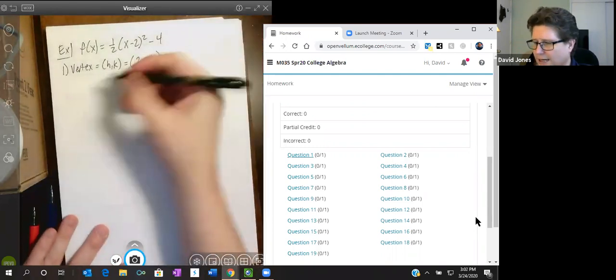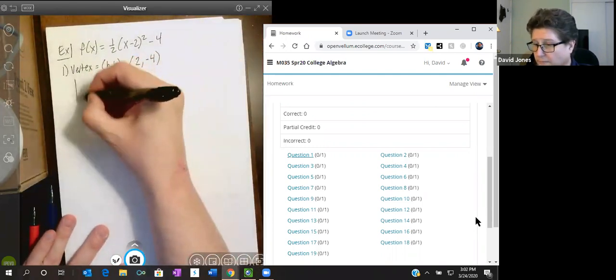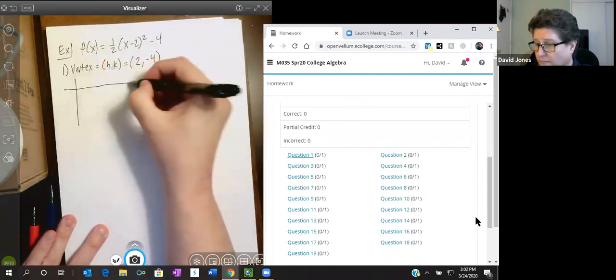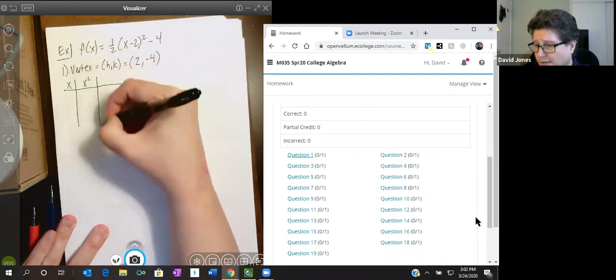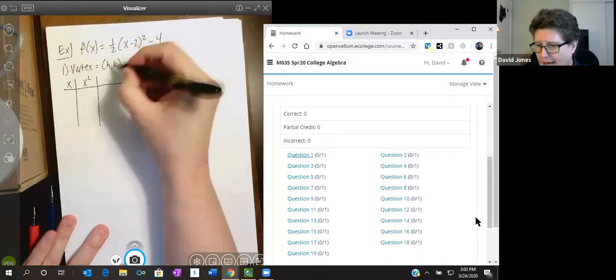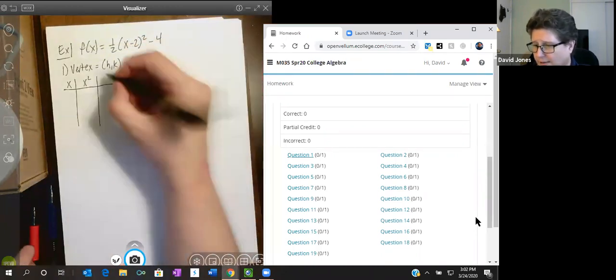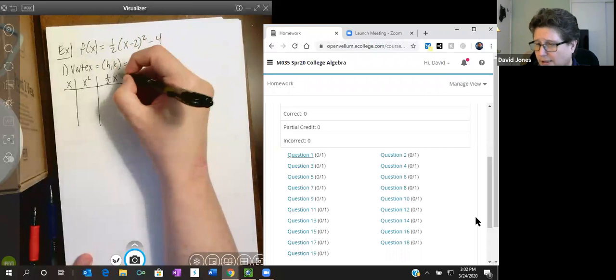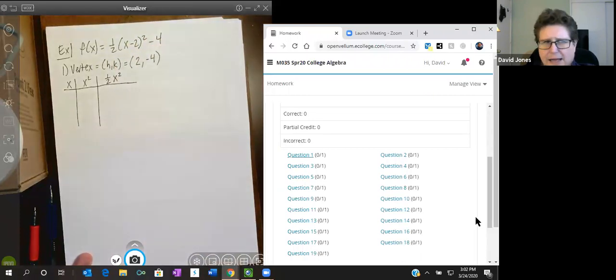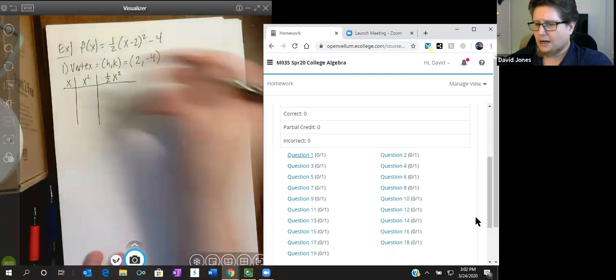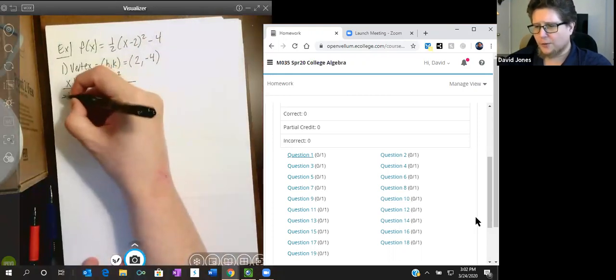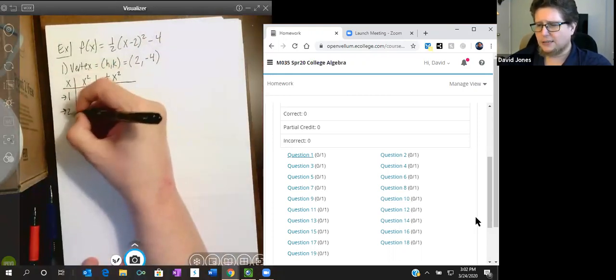I can do my little table. X squared. And A here is 1/2. So 1/2 x squared. And you're going to notice the first two steps of this are going to be the same. I'm going to take that down a little bit. Both of these start off as going right 1 and right 2.